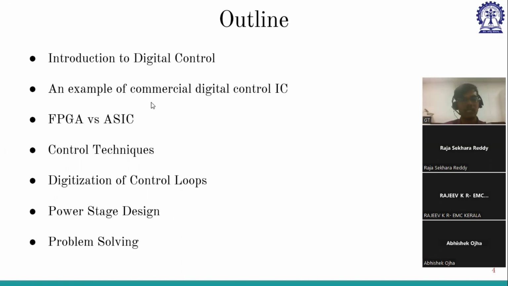I'll also be giving an example of a commercial digital control IC, which I think sir has already discussed. I will be discussing it in more detail. Then I will be discussing FPGA versus ASIC. What are the advantages of FPGA and what are the advantages of ASIC? Why are we going for FPGA-based prototyping and experimental results in this course? Why are we not choosing ASIC? Is FPGA better, or are there any trade-offs between them? We'll be discussing them.